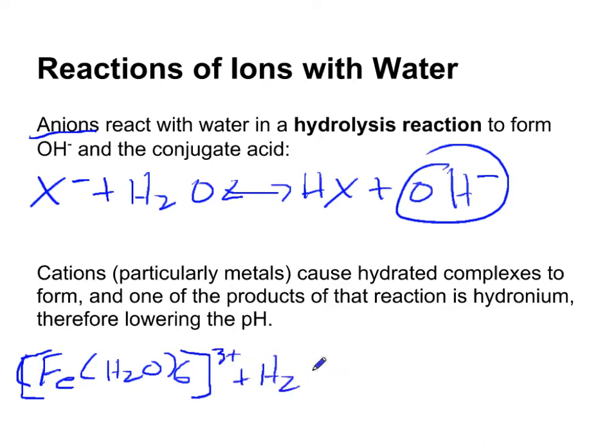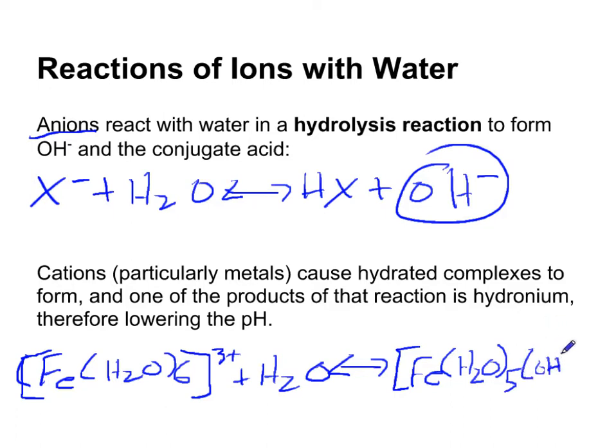It's going to react with water to produce another complex ion, iron pentahydrate, with a hydroxide on the end of it. It's going to give it a +2 charge, and the other product is H3O+, a hydronium ion. Sorry, that was a hard one to copy down.